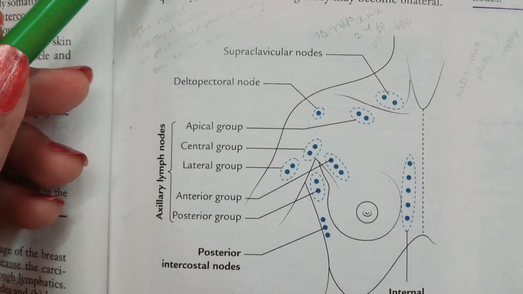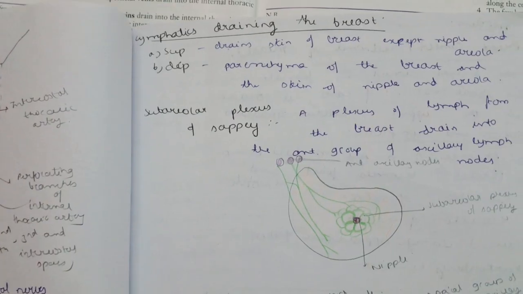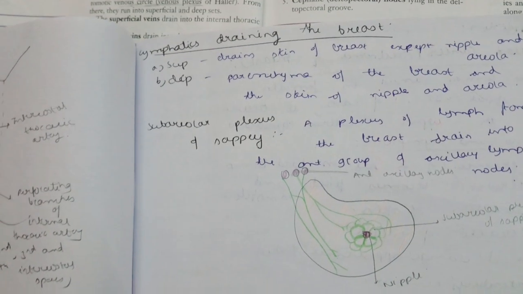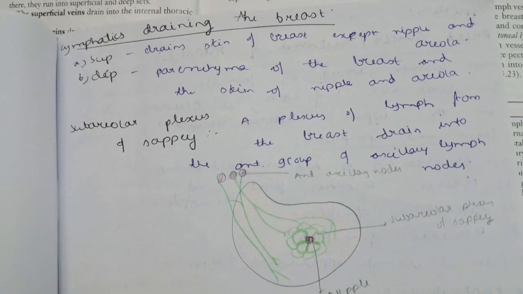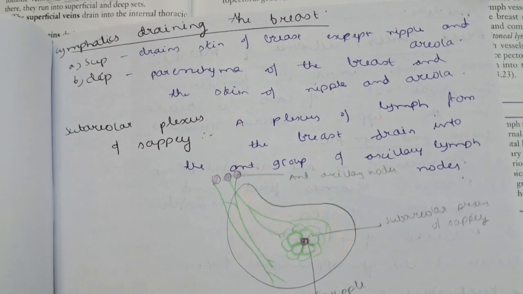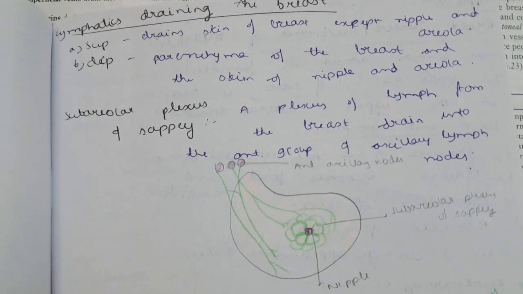The lymphatic drainage of the breast is divided into superficial and deep. Superficial drains the skin of the breast except the nipple and areola. Deep drains the parenchyma of the breast and the skin of the nipple and areola.